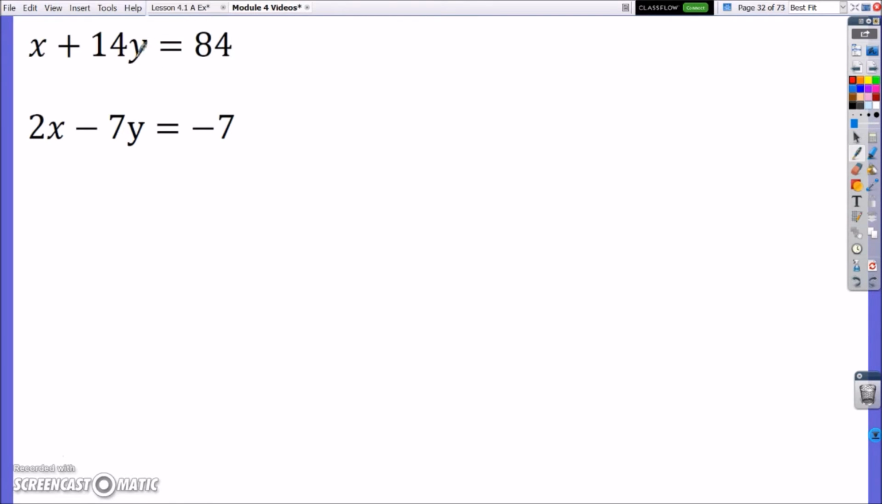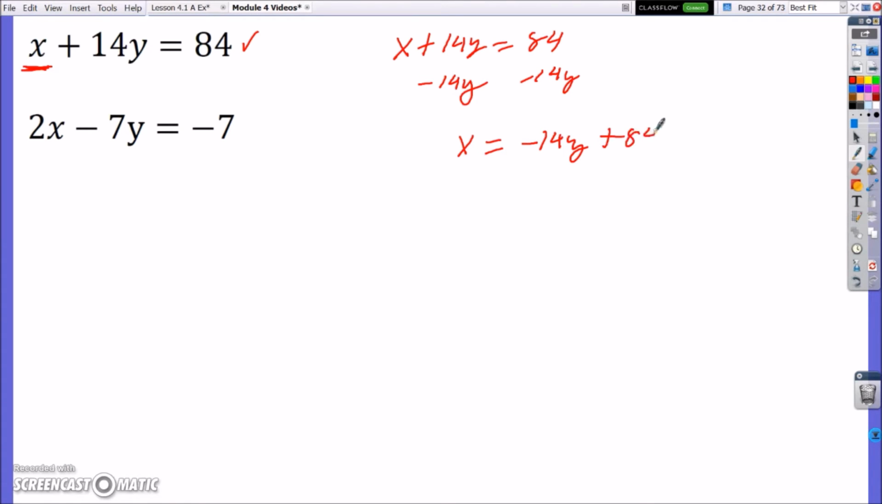Is it easier to get x by itself or y by itself? Or if I look at the second one, is it easier to get x or y by itself? In my personal opinion, I would choose the top equation, and since x does not have a coefficient, I would try to get x by itself. So if I have x plus 14y equals 84, the quickest thing to do is just subtract 14y on both sides to get x is equal to negative 14y plus 84.